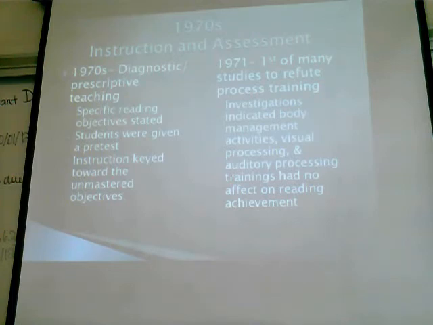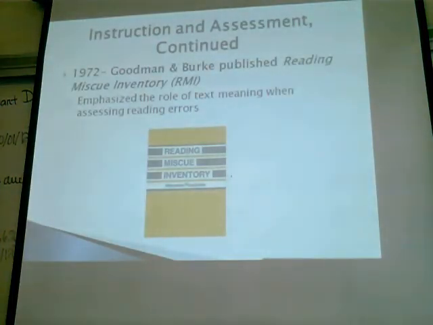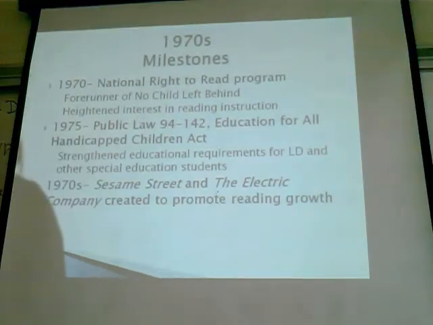In the 1970s, there was a diagnostic and prescriptive teaching method in which specific reading objectives were stated. Students were given a pretest, and instruction keyed toward the unmastered objectives was used. The milestones in the 1970s. In 1970, the National Right to Read program was created. It was the forerunner of No Child Left Behind. It heightened interest in reading instruction.